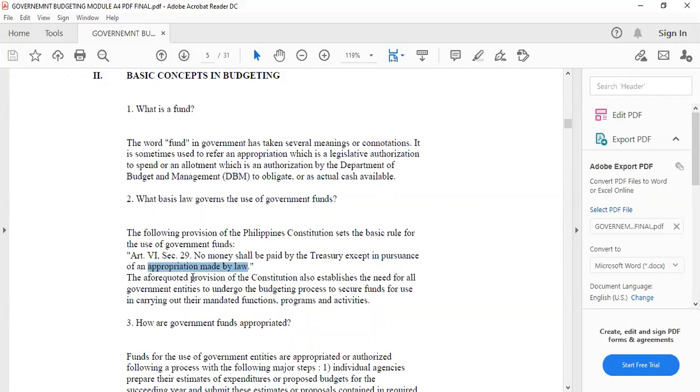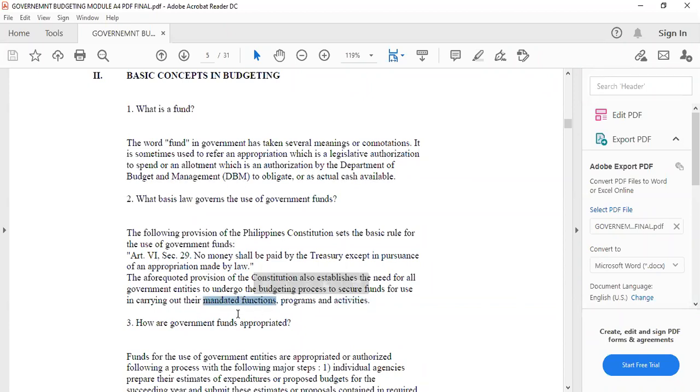Now, the quoted provision of the Constitution also establishes the need for all government entities to undergo a budgeting process to secure funds for use in carrying out their mandated functions, programs, and activities. What is the basis of the agency for their budget plan? It's always based on the mandate. For example, Cebu Normal, where will you get its mandated functions, programs, and activities? It is found in the charter. In DepEd, it is found in the law that creates DepEd or in the Constitution. That's where you find the function.